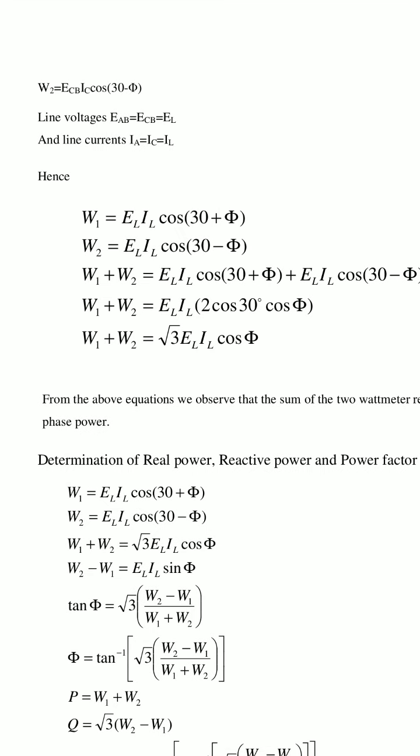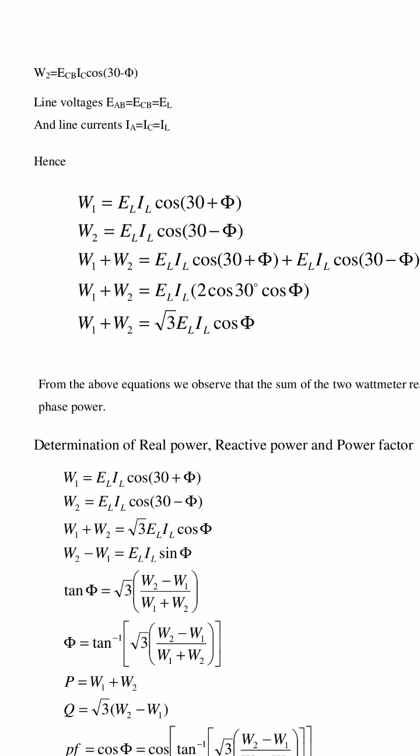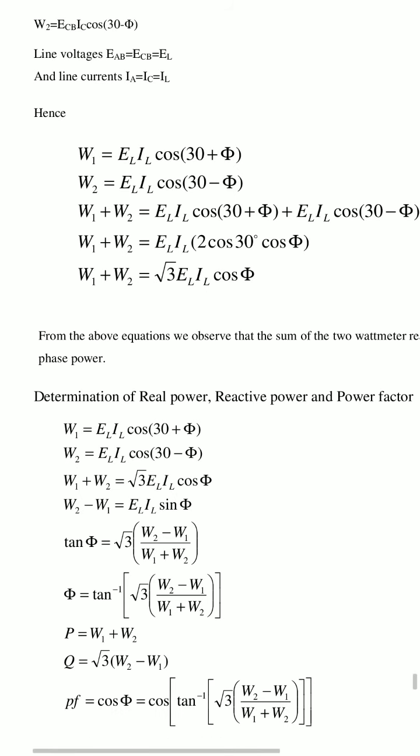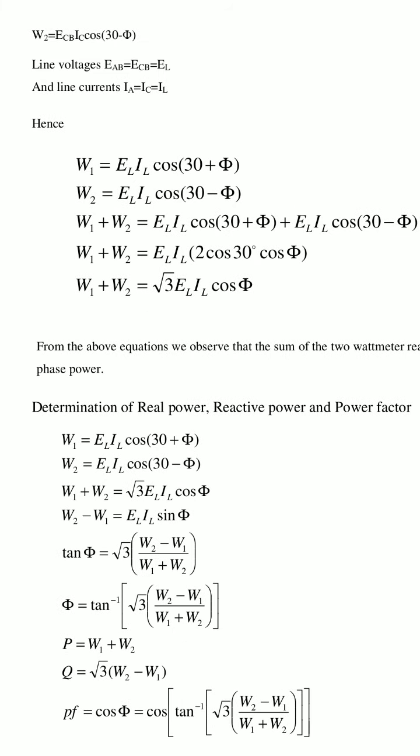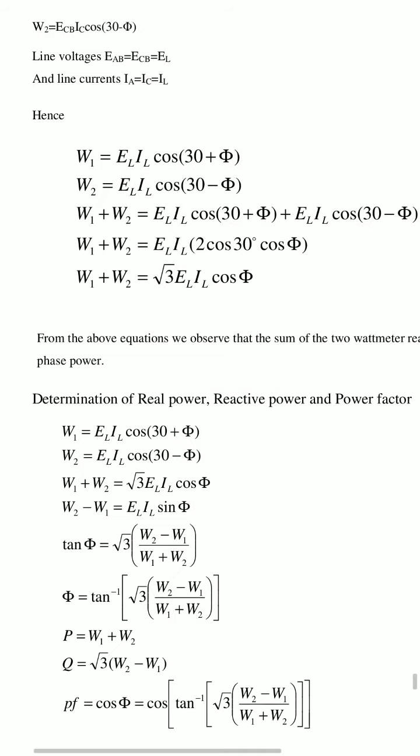Here, W2 is equal to ECB IC cos(30 minus phi) for wattmeter reading 2. And the line voltage EAB is equal to ECB, that is EL, and line current IA is equal to IC is equal to IL. Hence, the wattmeter reading W1 is EL IL cos(30 plus phi) and wattmeter reading W2 is EL IL cos(30 minus phi).